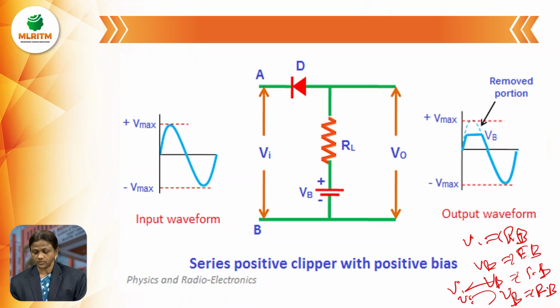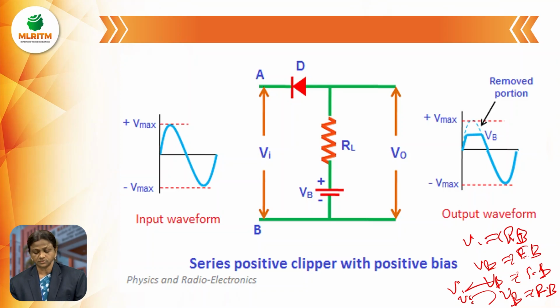So when VA is less than VB, diode D is in forward bias. When VA is greater than VB, diode D is in reverse bias. Whenever VA is less than VB, diode D is in forward bias. Whenever diode D is in forward bias, it conducts, and some current is passing through diode D.